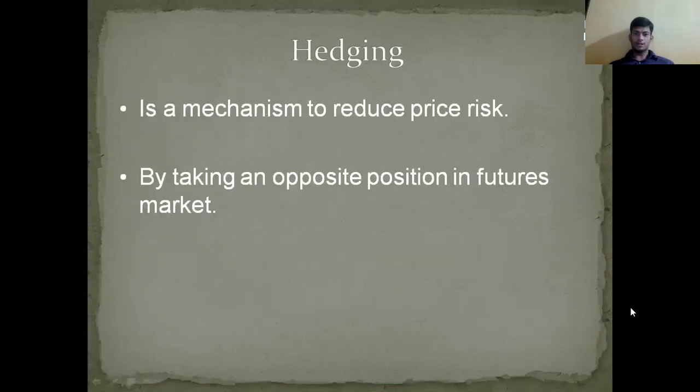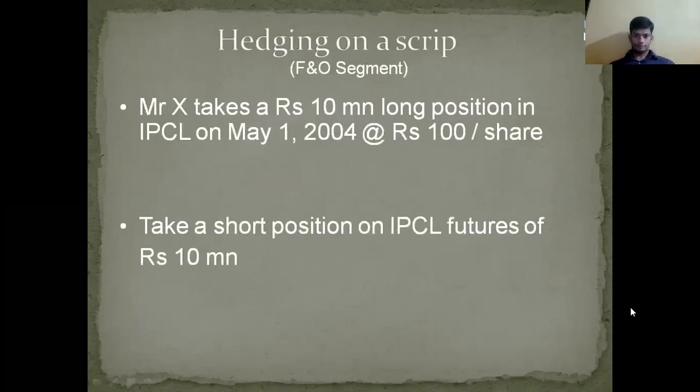Hedging is a mechanism to reduce the price risk by taking options in the future market. Some options can be deposited in the share market, invested in the derivative market, or invested in the commodity market. That is how one can hedge. Hedging and hedging on scrip.